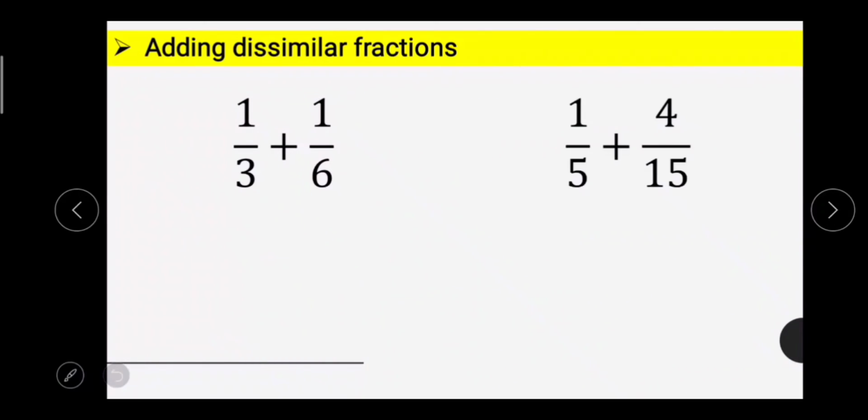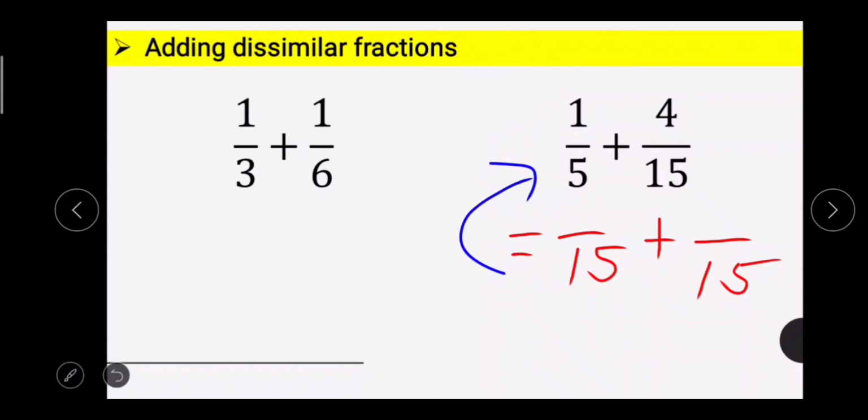Next example, we have 1/5 plus 4 over 15. Let us find the LCD. Our LCD is 15. So when we do skip counting, the least common number is 15. So write 15 as our new denominator. So what is 15 divided by 5? 3 times 1, we have still 3. So write that on the numerator.